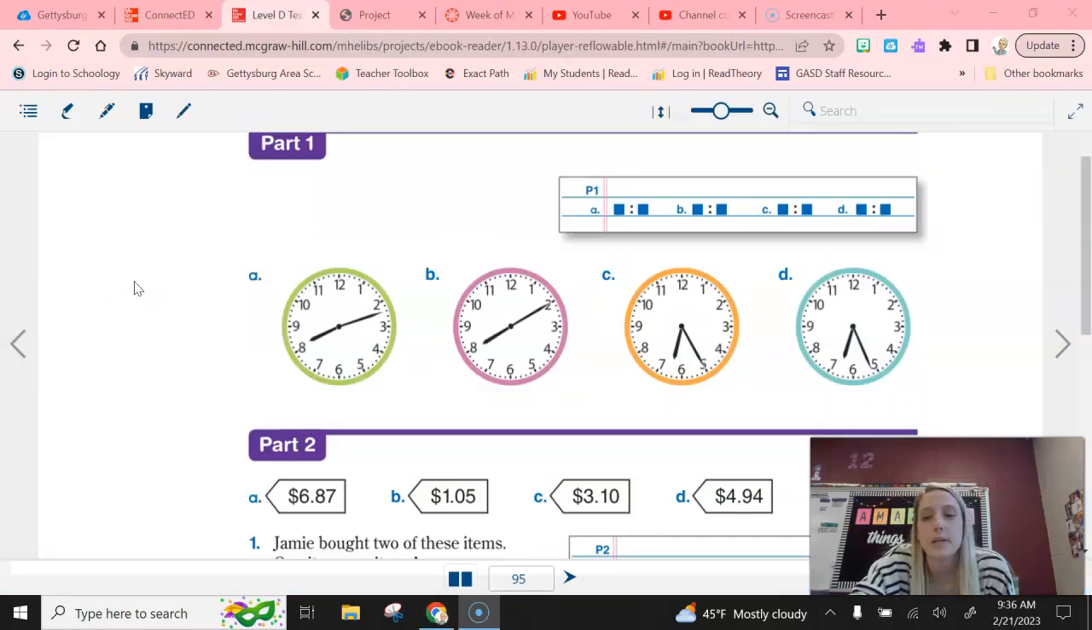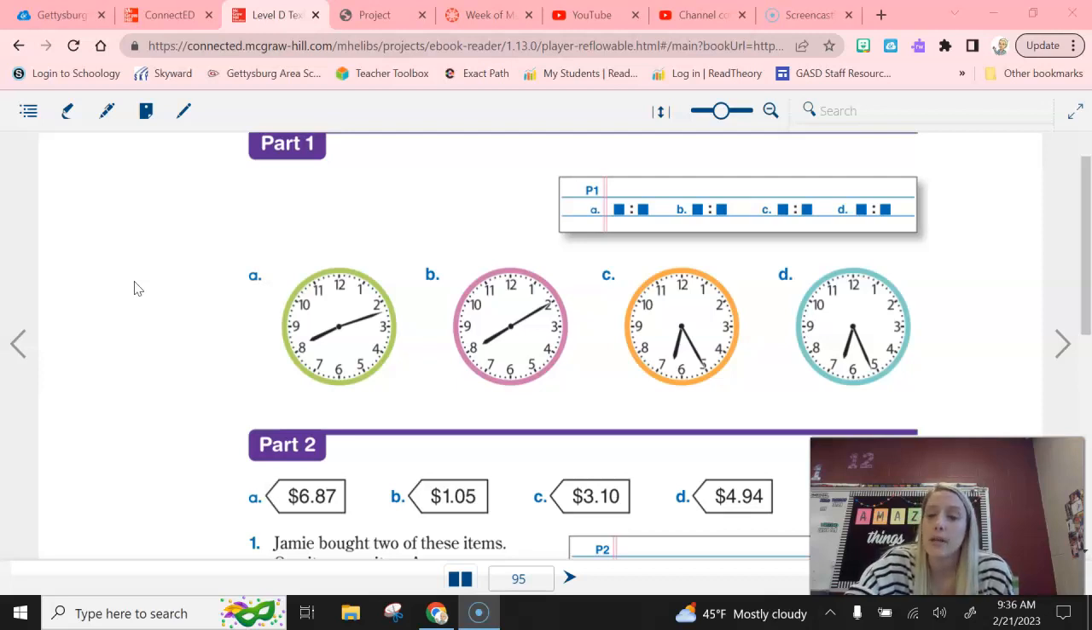Again, we don't use the textbook a ton in class because there are activities that we do together. But I don't have enough textbooks for everybody. So I'm going to project this and we're going to talk about it a little bit. So part 1 in the textbook focuses on the skill of telling time. Now we have talked about this in previous lessons.